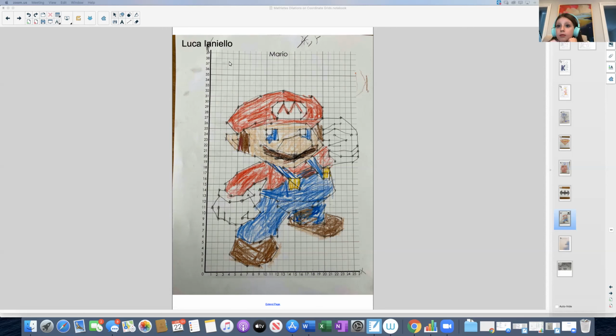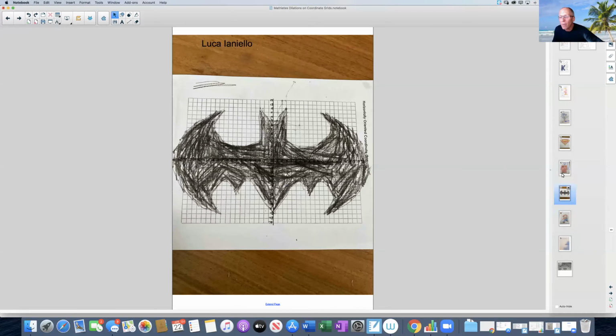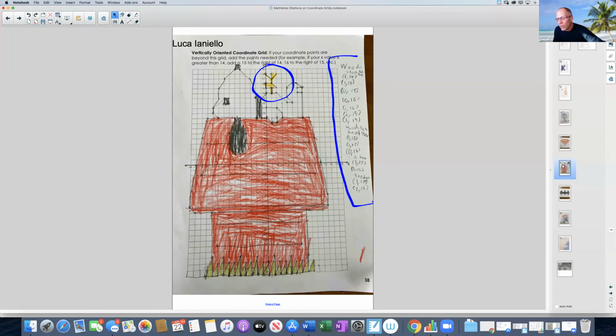So anyway, Luca Ionello is an artist. He is a fifth grade mathlete, and he created Mario and did a really, really nice job. He also created Batman, which I love. He did something very creative. I gave him the coordinates for Snoopy laying on his house, which is very cute, but he went further. He designed Woodstock to be sitting on top of Snoopy, and then he gave me the coordinates for Woodstock. How cool is that?